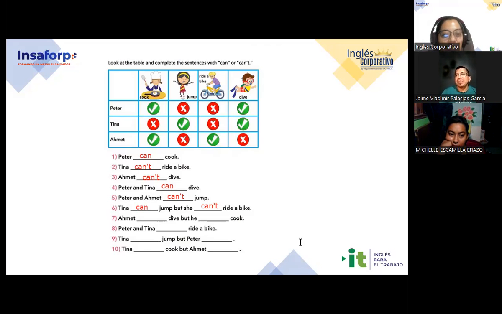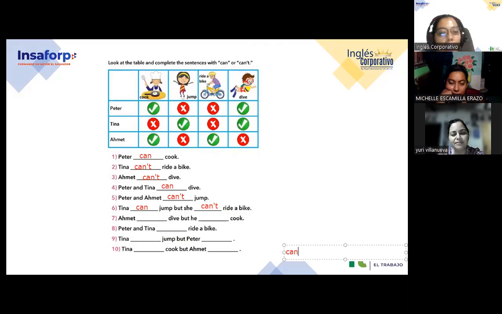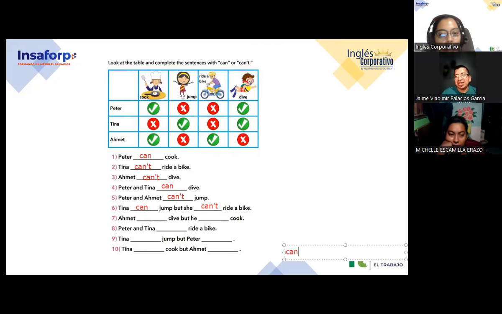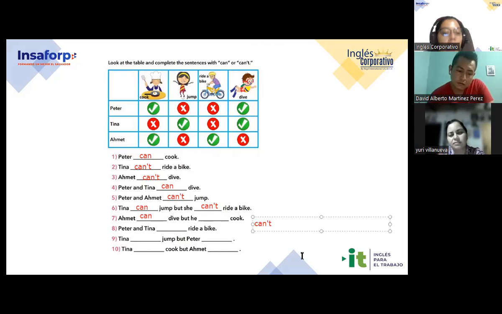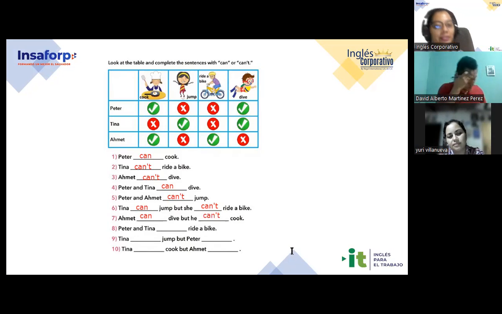Number seven. Can't. Can't, and again, can't or can? Can't. ¿Qué dice de Ahmed? The first is can't. Okay, the first can't, excellent. But the second? But this can, excellent. Can't. Repítalo. Can, o sea, can. Ahí vea. Can, es para que se aprenda. And can't. Okay. Can. Can. Excellent. Okay, Peter and Tina. Can't.